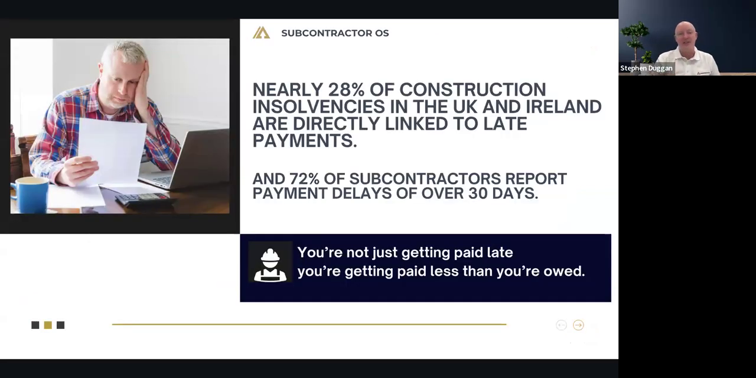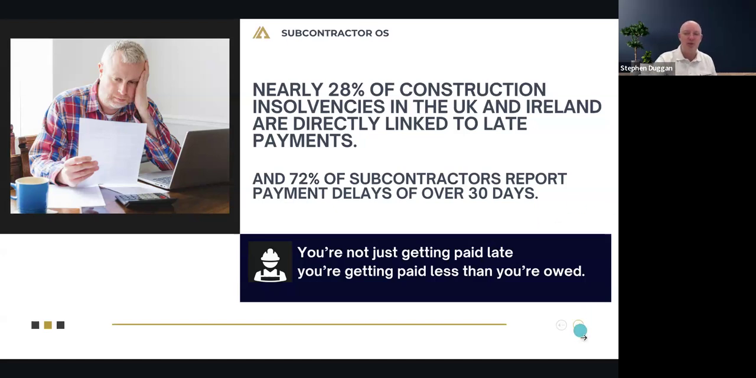Now, this is a statistic that's really the sobering one. Nearly 28% of construction insolvencies in the UK and Ireland are directly linked to late payments, and 72% of subcontractors report payment delays. A huge percentage of you that answered the survey were reporting being paid late, getting certified late, not getting paid your variations and your dayworks. And it's not just that you're getting paid late, that's bad enough. More and more again, you're getting paid less than what you're owed.